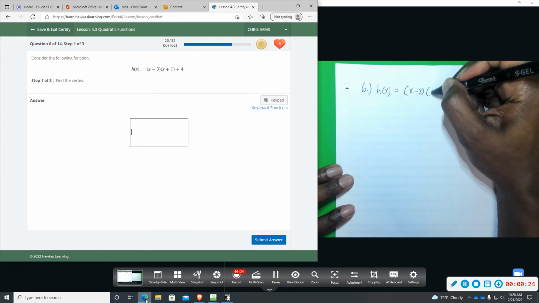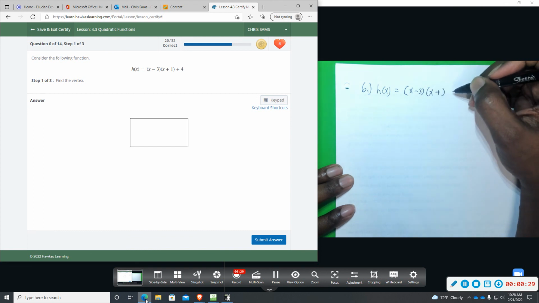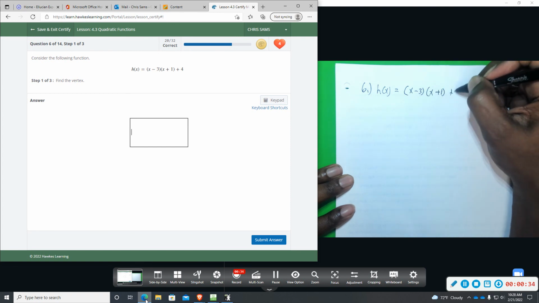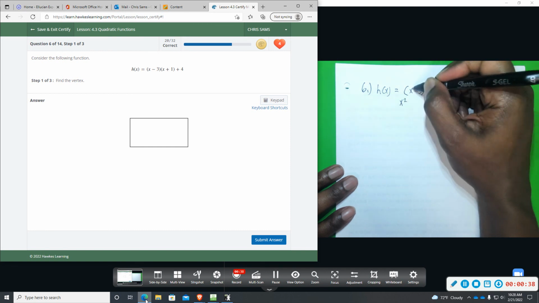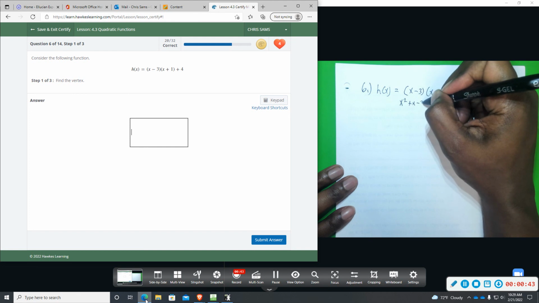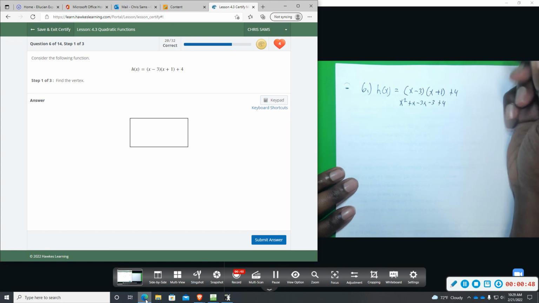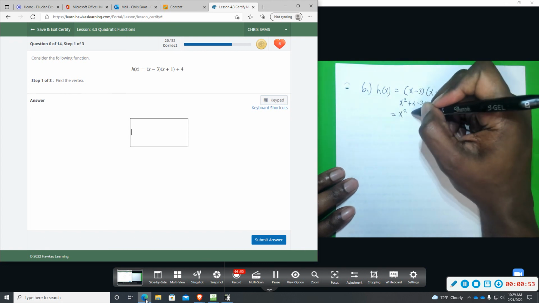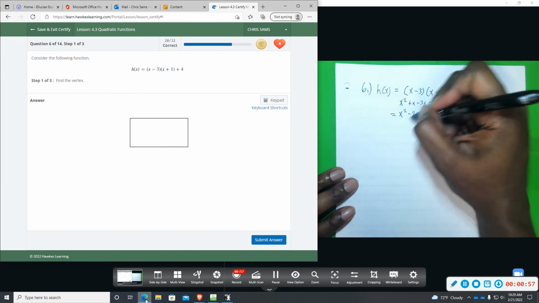So we're going to use FOIL and multiply these two parentheses out and then combine that 4 plus 1. That's my 1 there. Plus 4. So x times x will give us x squared, times 1 positive x, negative 3x, and then negative 3, and then bring down the plus 4. All right, combine like terms, that gives us x squared minus 2x plus 1.